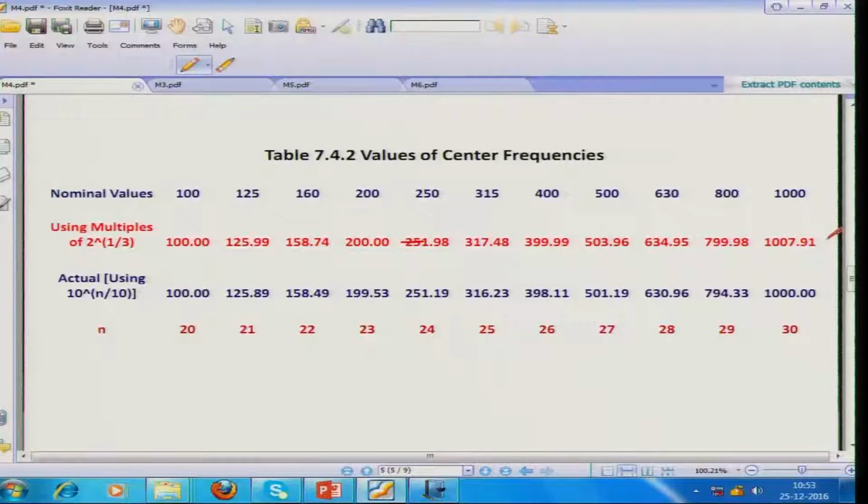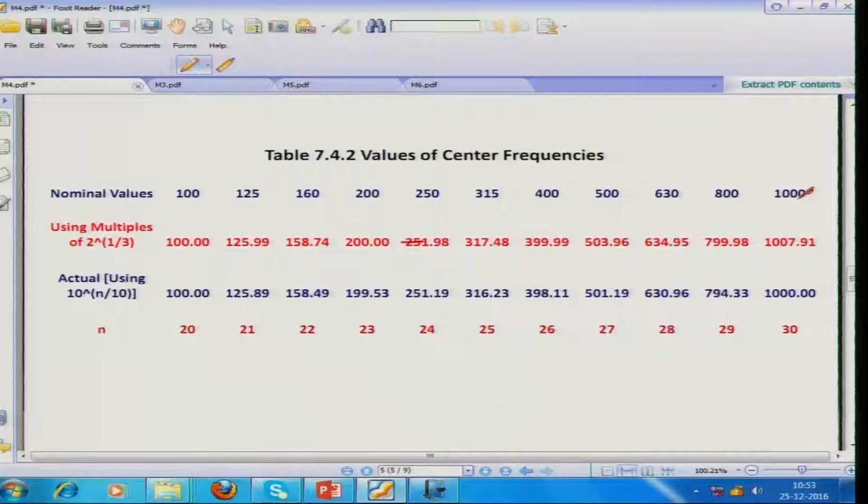Because these numbers are not easy to remember, people have rounded them off to convenient numbers. So 100 is of course 100, 125.99 becomes 125, 158.74 becomes 160, then 200, 250, 315, 400, 500, 630, 800 and 1000.